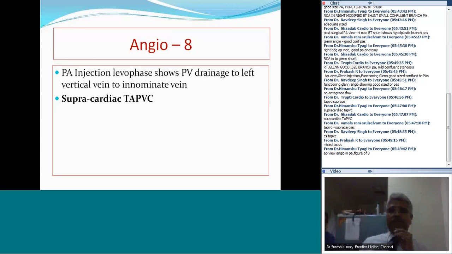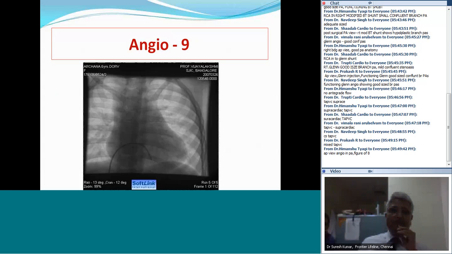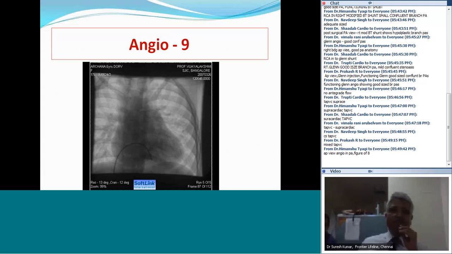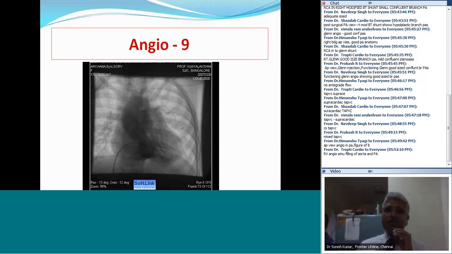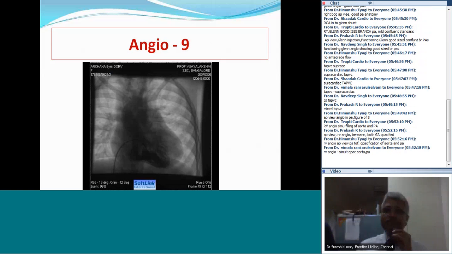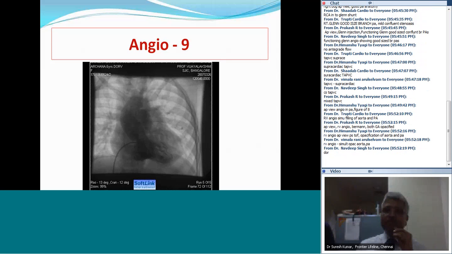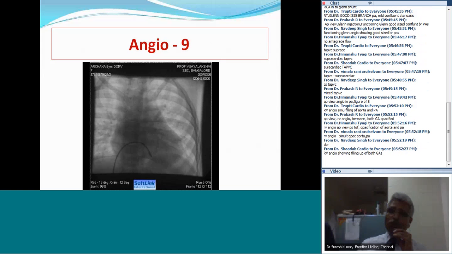Angio 9. Yes, Tripti, good. Now, for the same reason as we discussed earlier, you should not diagnose this as DORV. Our diagnosis at this point is tetralogy. All of you are describing it.